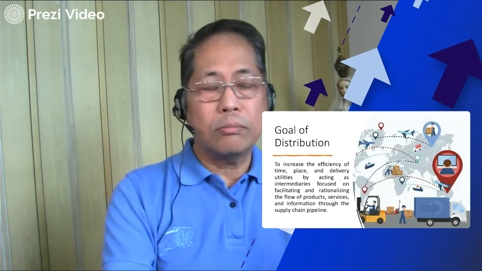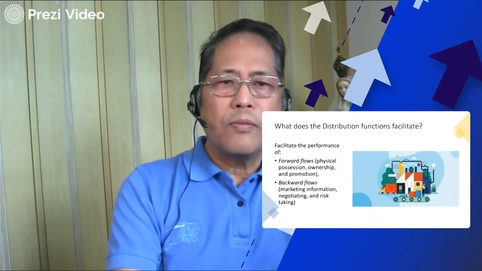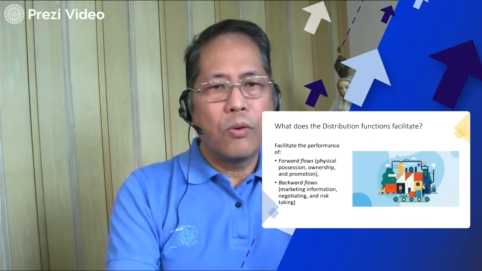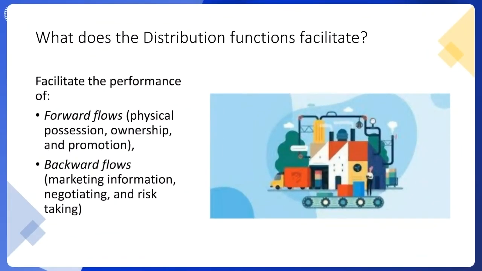In addition, distribution functions facilitate the performance of forward flows, and this would include physical possessions, ownership, and promotions. And we also have backward flows. It includes marketing information, negotiating, and risk taking.